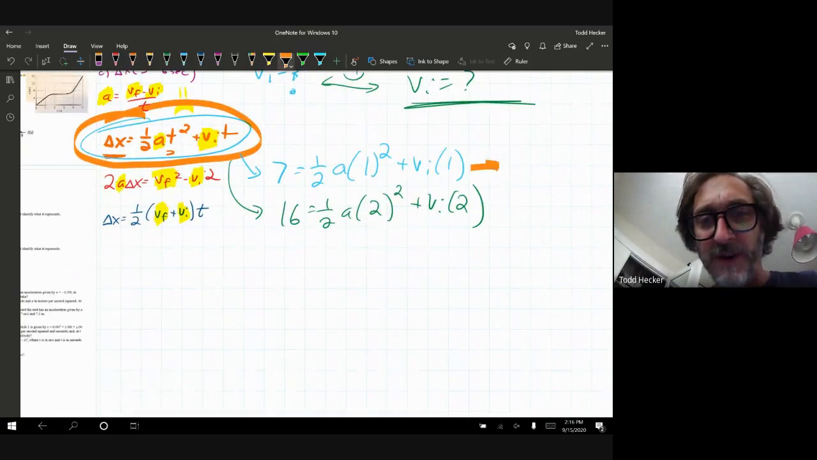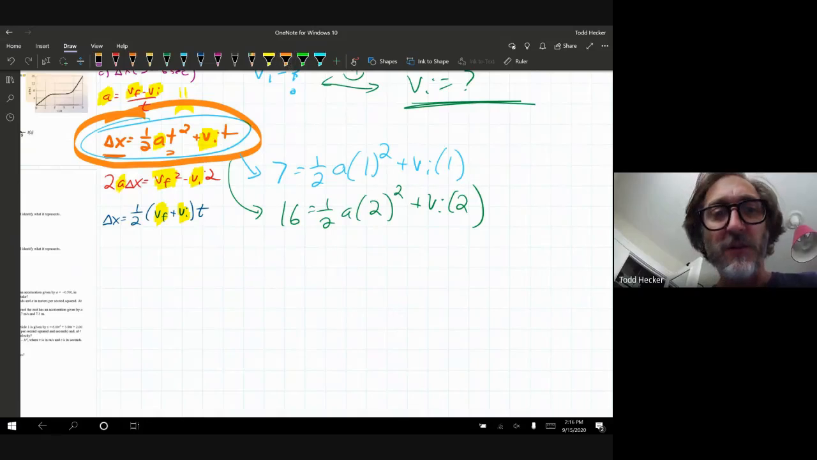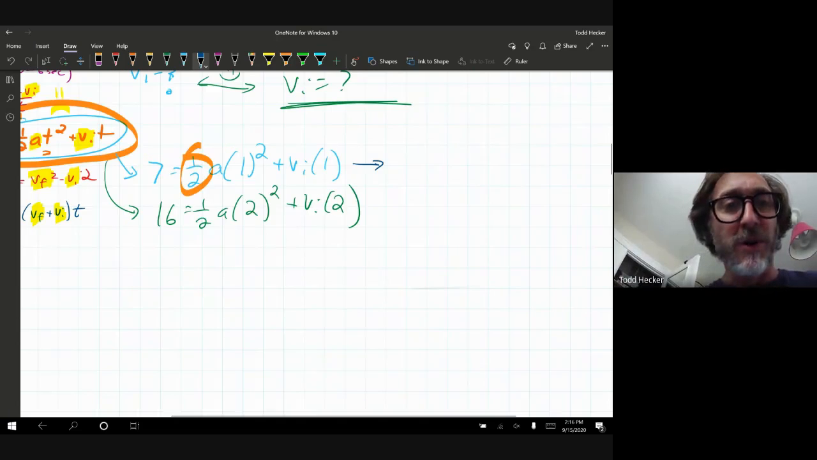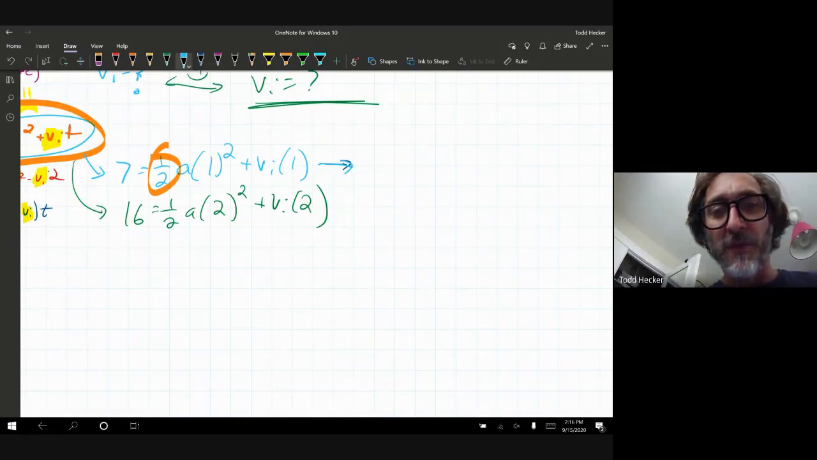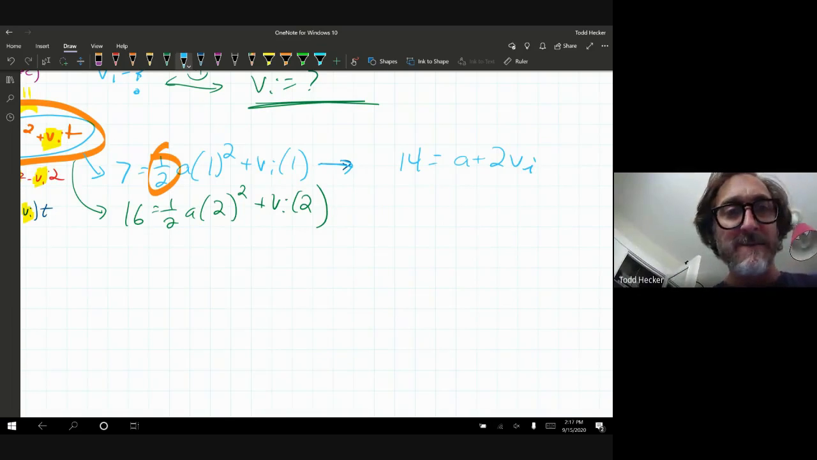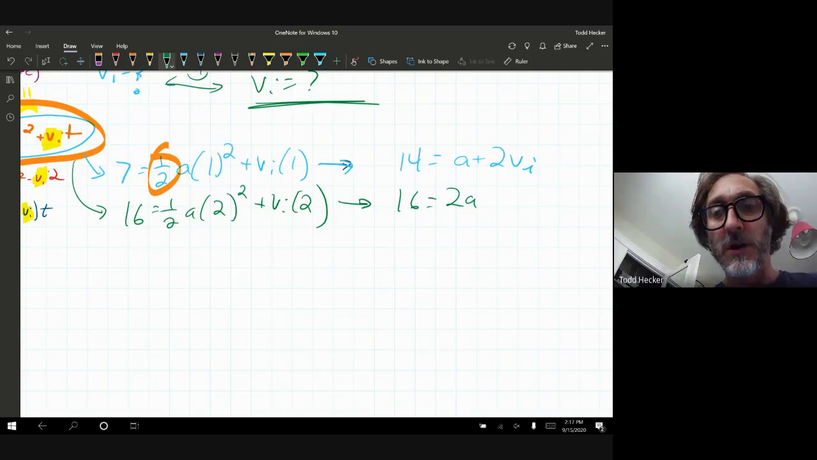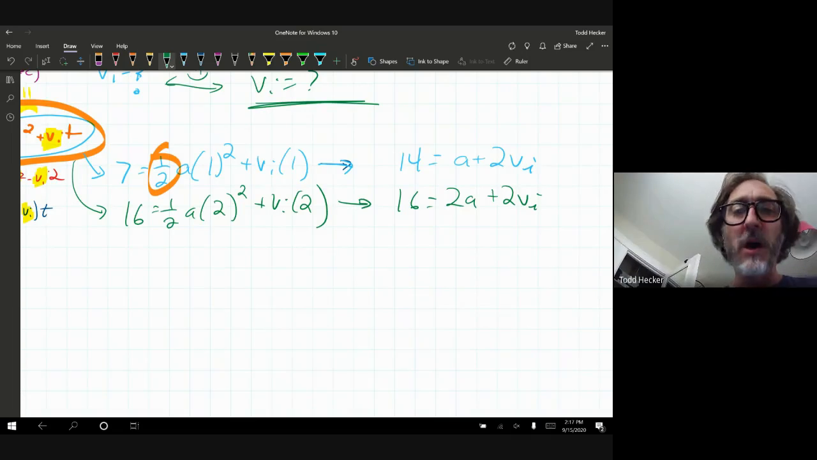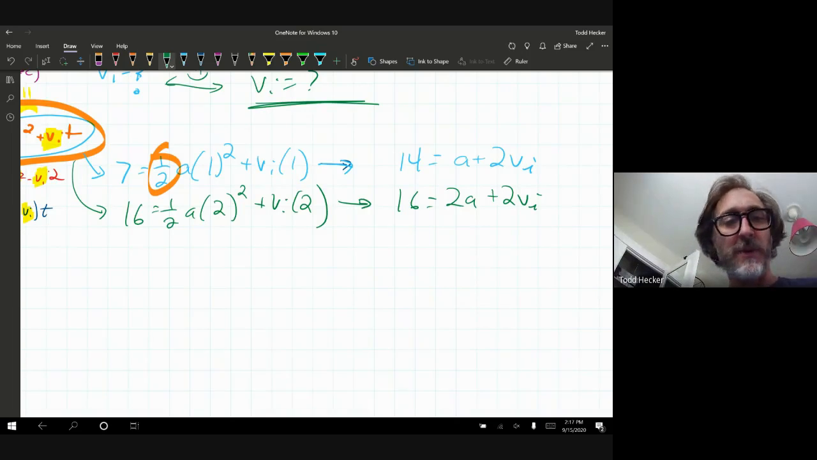So if I simplify this, I'm going to multiply both sides by 2 to get rid of this 1/2 here. So this blue equation here becomes 14 equals a plus 2vi. And the green equation becomes 16 equals 2a plus 2vi. Oh, that's cool. All right, so now we've got to solve this thing.